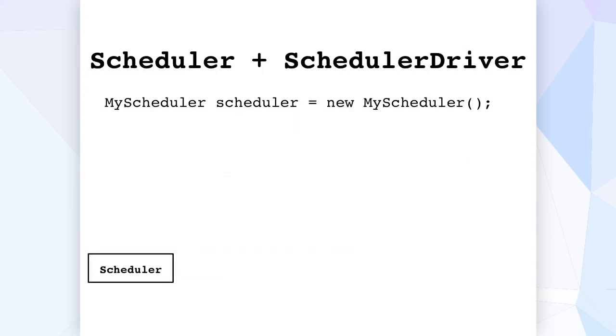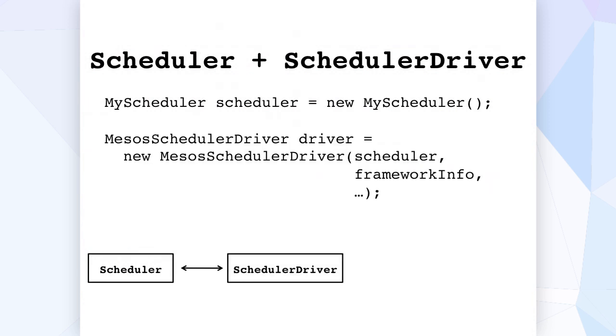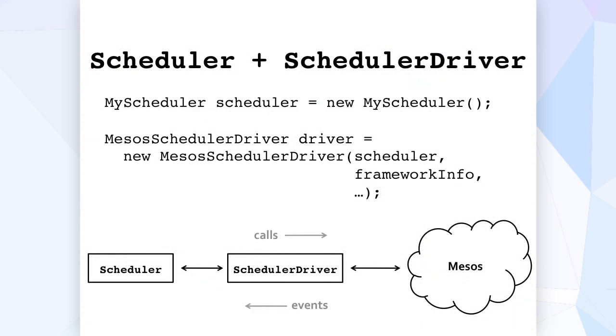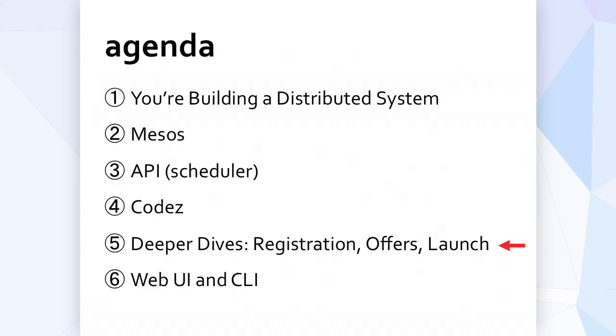Now the way these two things compose together is effectively you implement your scheduler, and then you use a scheduler driver, and you give to the scheduler driver your scheduler, along with some other information about your framework, which I'm going to talk about in a little bit. And the scheduler driver is responsible for doing all the communication with Mesos and effectively taking your calls and sending them to Mesos and grabbing events and calling the callbacks on the scheduler themselves. Okay? So this is kind of how all the pieces fit together. So if you were to go and try to do this on your own, these are the things you'd be implementing, and this is some of the code that you would want to actually do.